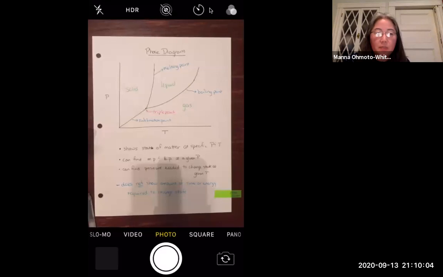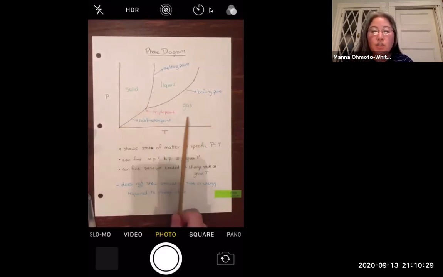Phase diagrams. Phase diagrams are incredibly useful when we're looking at state changes. The major factors that affect what state of matter something is in are the external pressure and the temperature of the system. So a phase diagram looks at the three states of matter and where they are in relation to those two variables, pressure and temperature.